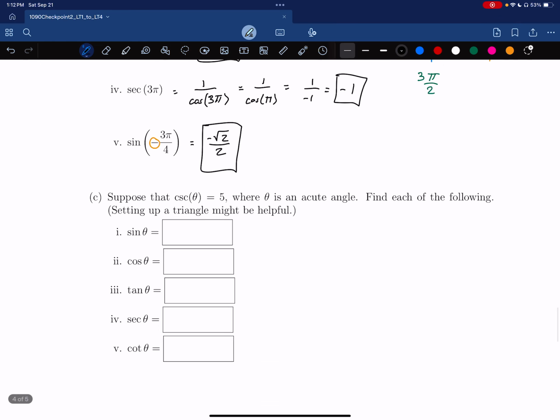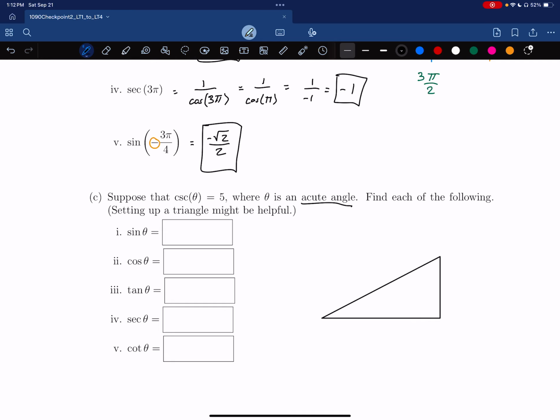Finally, in this last part, we are given a relationship that the cosecant of theta is equal to 5, where theta is an acute angle. This just means that theta is going to be less than 90 degrees, which is pretty standard for a problem like this, so I wouldn't let that confuse you. And we need to find these 5 trigonometric values. And it recommends that we set up a triangle. So let's definitely set up a triangle.